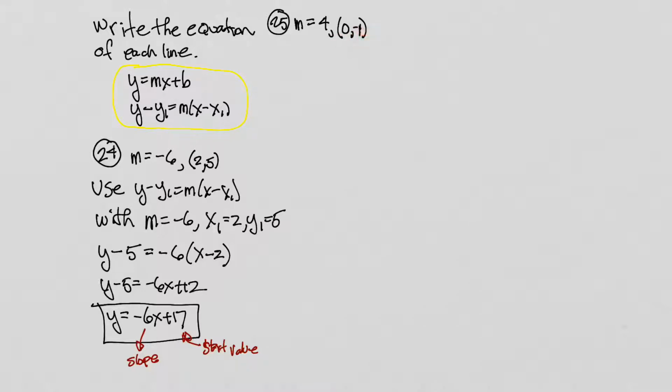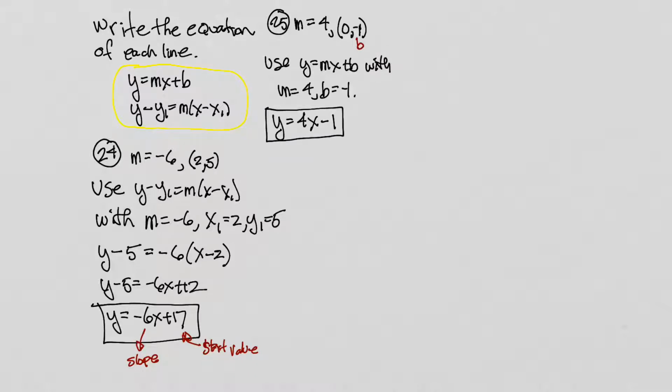0, -1. That means the x value is 0. We're not to the left of the y-axis. We're not to the right. We're right on the y-axis. So this point right here, that is b. So all we have to do is say this. We're going to use y equals mx plus b with m equal to 4, b equal to -1. So just substituting into that template, we'll get y equals 4x plus b, but b is a negative, so we'll get 4x minus 1. There's our equation.